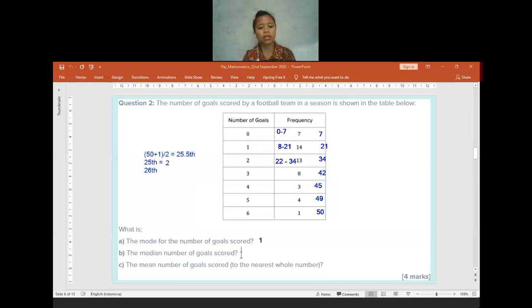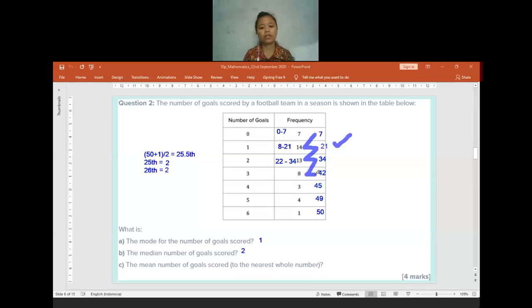Is there anyone having any question, or maybe my explanation is too confusing? You can tell me so I can try to repeat it again. How do we get 21? From the cumulative frequency. The cumulative frequency is 21. How do you get 21? 7 plus 14 equals 21. After that, 21 plus 13 will be equals to 34. After that, 34 plus 8 will be equals to 42 and so on. Is it clear or is it still confusing?